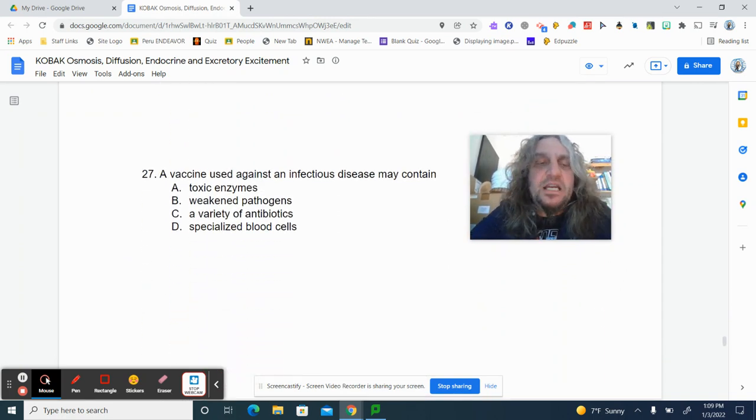Question 27. A vaccine used against an infectious disease may contain A, toxic enzymes, B, weakened pathogens, C, a variety of antibiotics, or D, specialized blood cells.